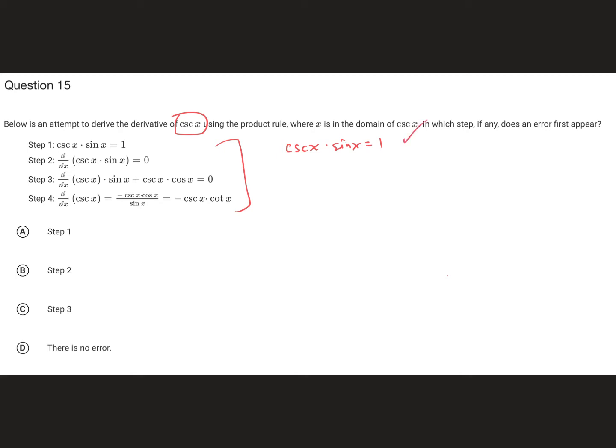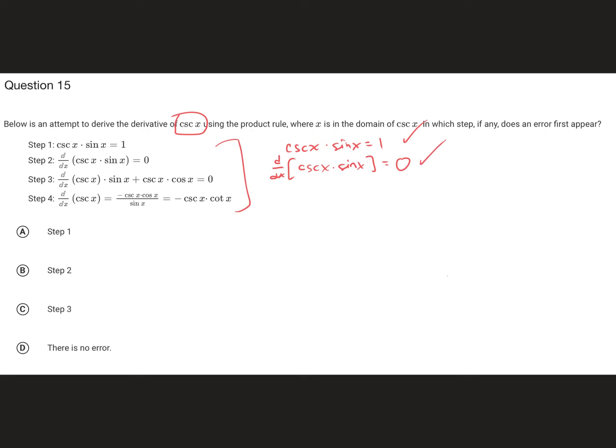So in the second step, it looks like they're taking the derivative of both sides. So if I take the derivative of the left-hand side, it would be the derivative of whatever that is, and of course we're going to use the product rule, and then the derivative of 1 would be 0. So that's right.